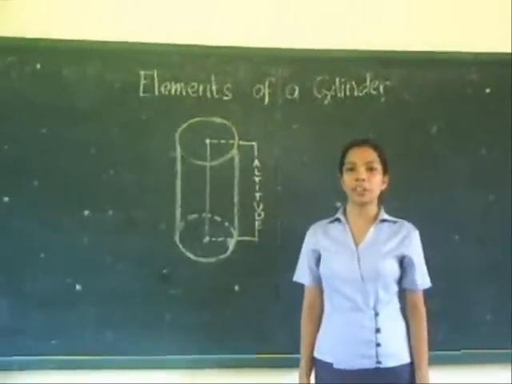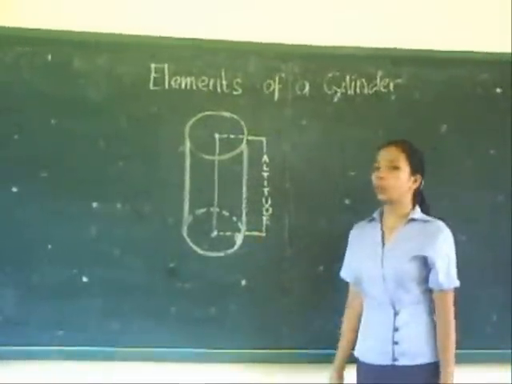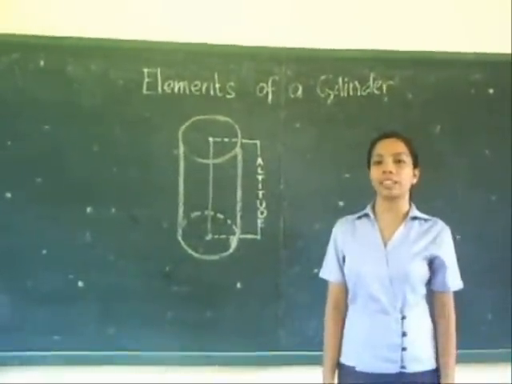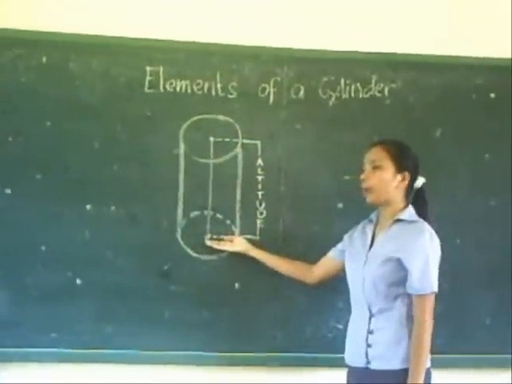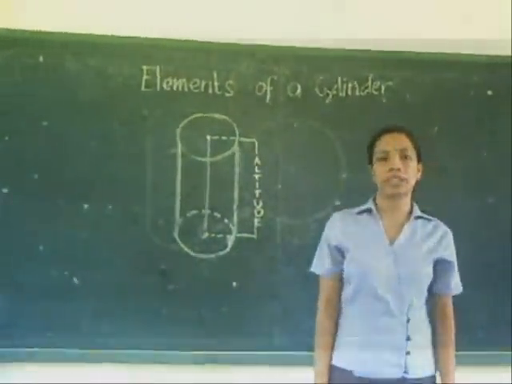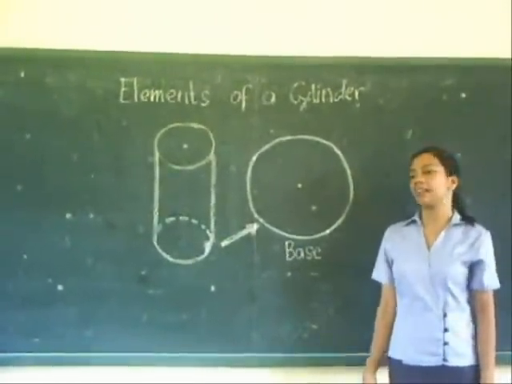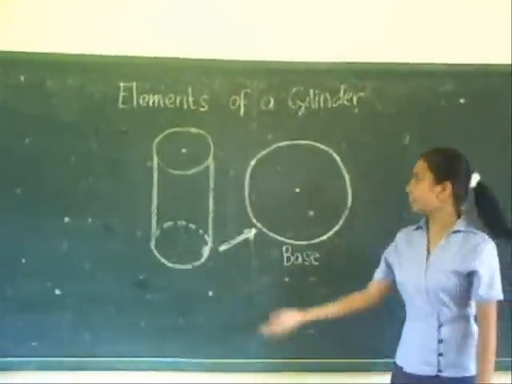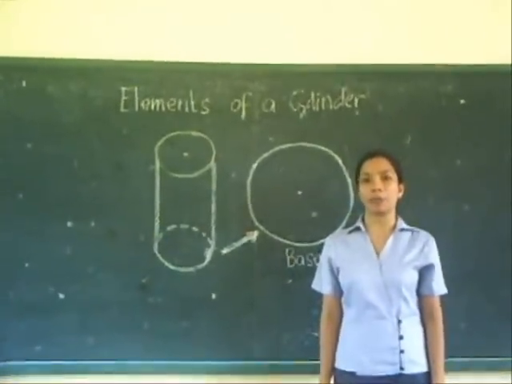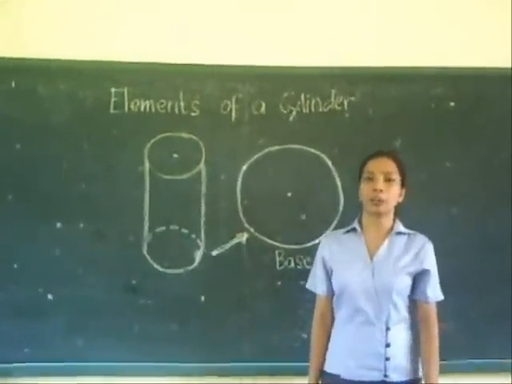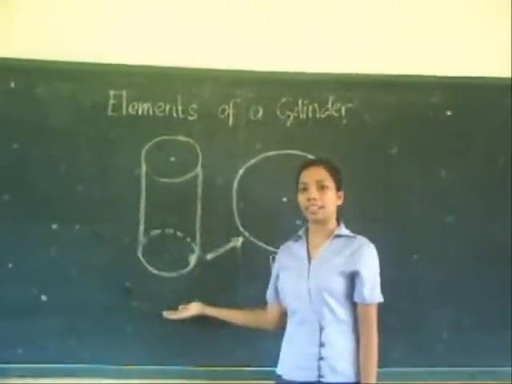The next element of the right circular cylinder is the altitude. The altitude is said to be the height of a right circular cylinder. It is the distance from the upper base down to the lower base of the right circular cylinder, or vice versa. The third and last element is the base. As you can see, for us to form a right circular cylinder, we need to have two bases. The bases are the two circular regions in a cylinder, the upper base and the lower base.